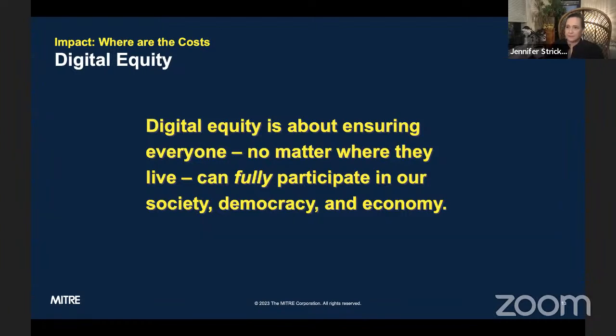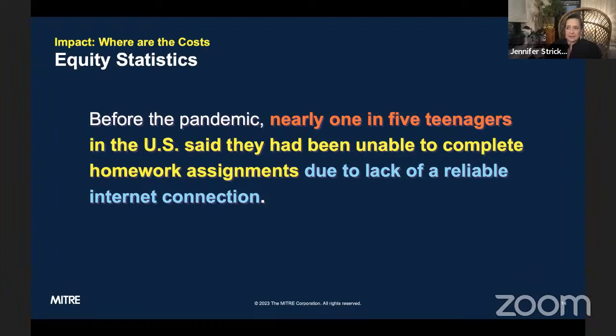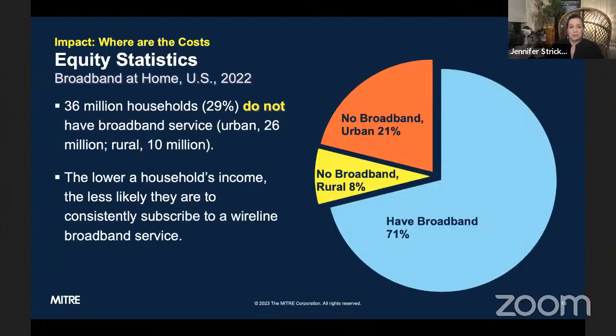and our economy. Before the pandemic, 1 in 5 teenagers in the US said they'd been unable to complete homework assignments. So they didn't have a reliable internet connection. They also didn't have broadband. And it isn't just people who live in rural places, it's also people who live in urban areas. That's spotty as well. And then also, the lower their income, the less likely they had a wired broadband service.